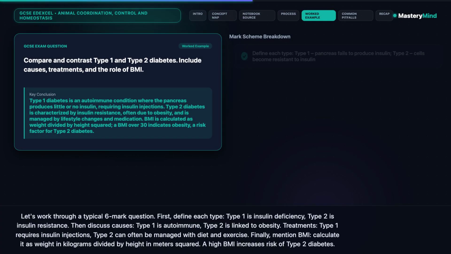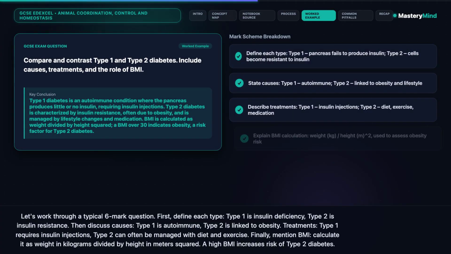Let's work through a typical 6-mark question. First, define each type. Type 1 is insulin deficiency, type 2 is insulin resistance. Then discuss causes. Type 1 is autoimmune, type 2 is linked to obesity. Treatments. Type 1 requires insulin injections, type 2 can often be managed with diet and exercise. Finally, mention BMI, calculate it as weight in kilograms divided by height in meters squared. A high BMI increases risk of type 2 diabetes.